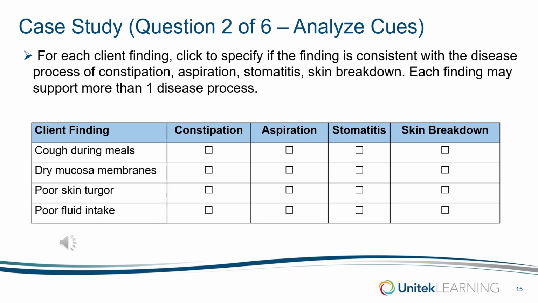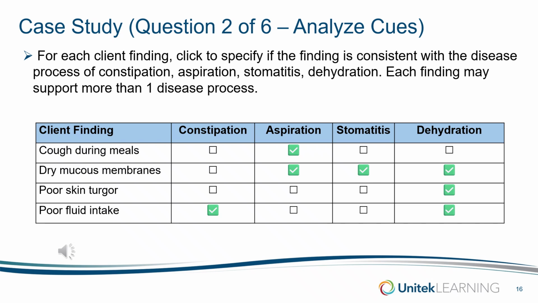Each finding may support more than one disease process. Essentially, in this type of question, we are matching each client finding with potential complications. This is about interpreting what those cues mean in the context of nursing care. Please take a moment to pause the recording to review the client data and determine your answers.